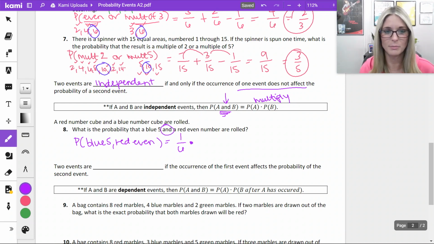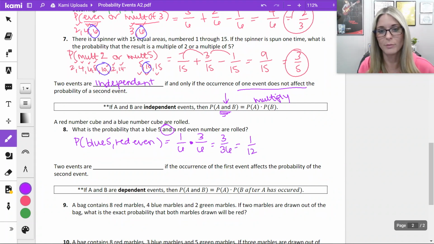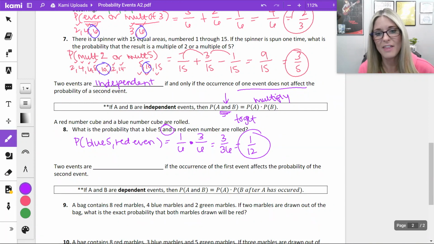So we're going to multiply with probability of rolling an even, 2, 4, and 6, 3 chances on the 6 number cube. When you multiply fractions, you multiply across the top and across the bottom. So we have 3 out of 36 or 1 out of 12 probability of rolling a 5 and an even on those 2 number cubes. Again, if you want them to happen together, we multiply.